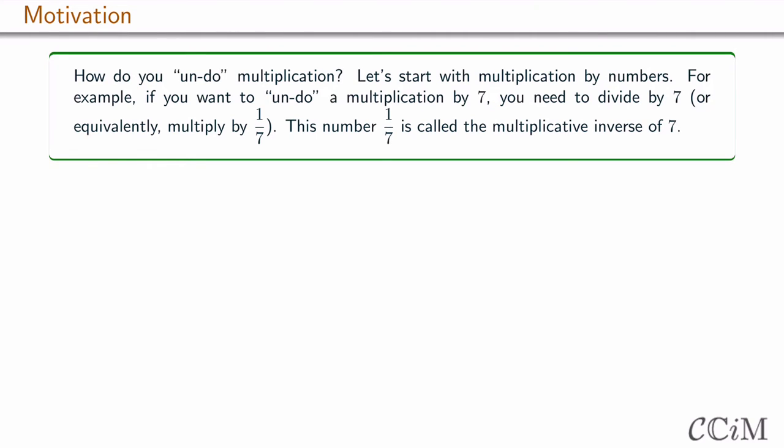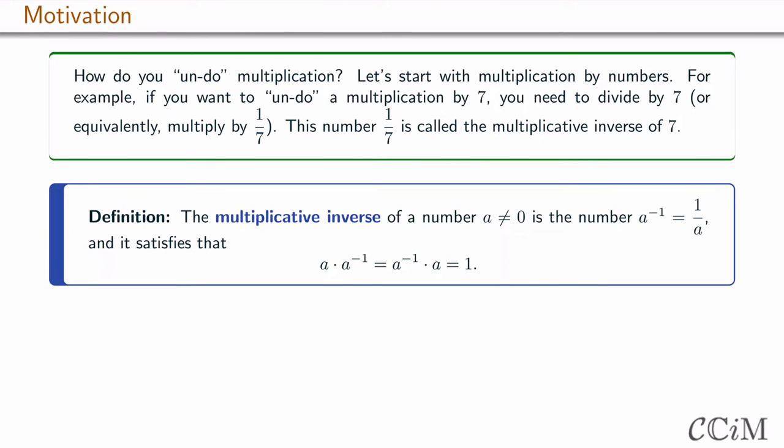So if you multiplied something by 7, in order to undo that operation, you need to next divide by 7, or equivalently multiply by 1 over 7. So the number 1 over 7 is called the multiplicative inverse of 7. In general, the multiplicative inverse of a number a is the number 1 over a, and it satisfies that a times a inverse is equal to a inverse times a is equal to 1.